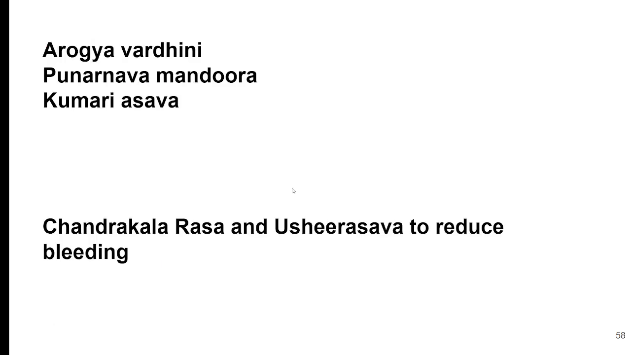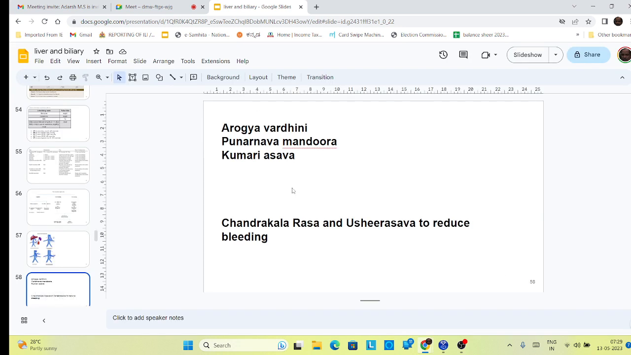From the practical clinical point of view, my choice of the treatment in case of these esophageal varices, Aragvadhadi, Punarnavamandura, Kumariasava given long term can reduce the chances of bleeding. When the patient presents with bleeding, if there is a very massive bleeding, of course this treatment may not be enough, you need to go for an emergency treatment. But moderate bleeding can be managed with Chandrakala Rasa and Ushirasava to reduce the bleeding. This is about the portal hypertension.